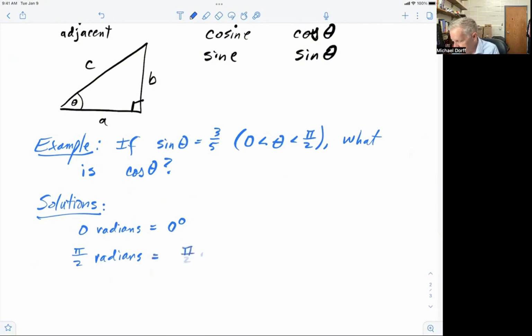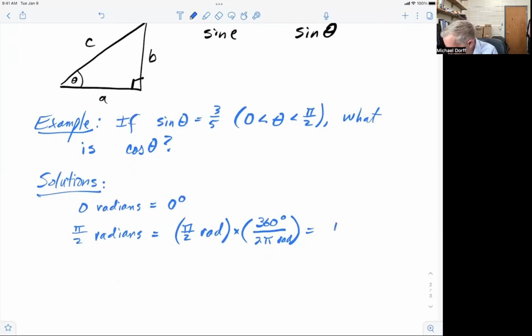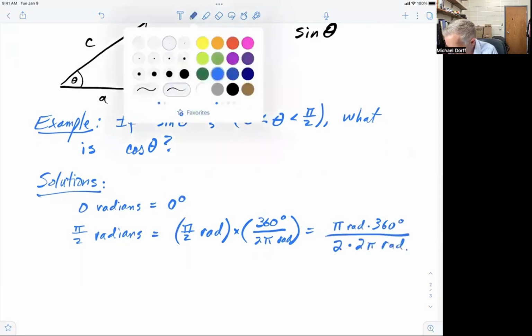We can look at this just like we did before. We're going to multiply this by a fraction that's going to involve 360 degrees and 2 pi radians. And what goes on top, what goes on bottom? I want to end up with degrees, so I'm going to put the 360 degrees on top, the 2 pi radians on the bottom. Then I have pi radians times 360 degrees all on the top, 2 times 2 pi radians on the bottom.